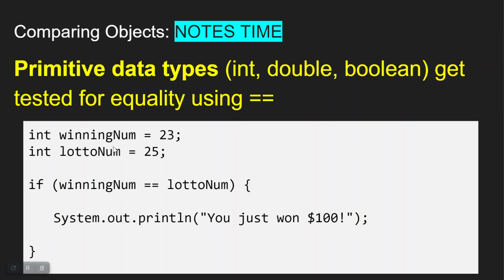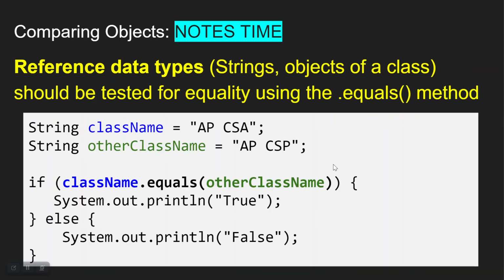If we want to compare primitive data types, we use our two equal signs. So if we want to see whether or not the winning num is the same as the lotto num, then we would need a selection statement like this: if winningNum equals equals lottoNum, and that's going to test whether or not our two ints are the same.